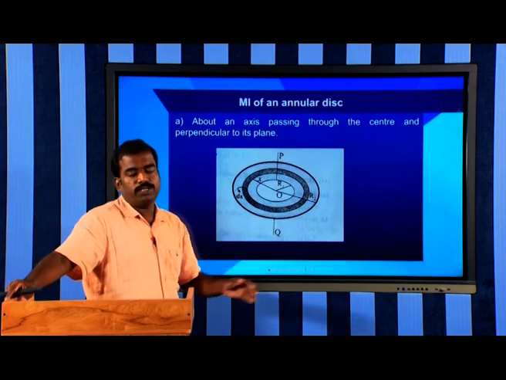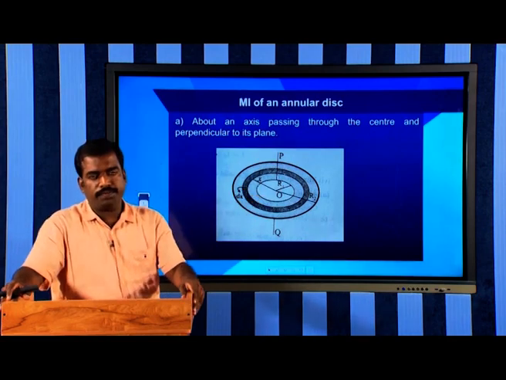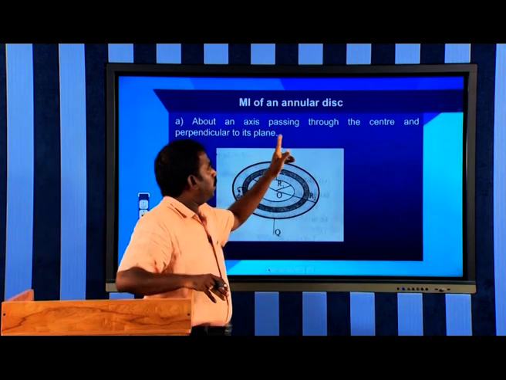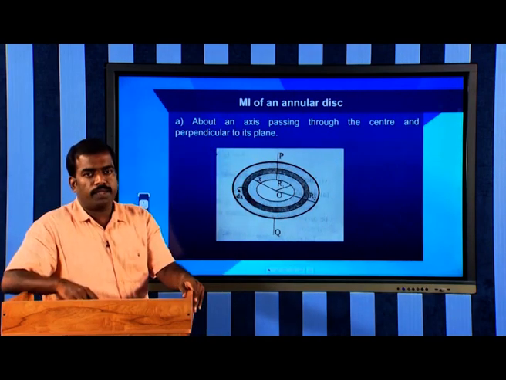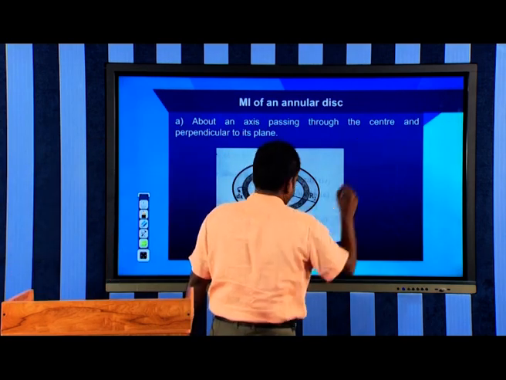You know what an annular disk is? It is similar to a circular disk, but a small portion has been removed from the center. This is the shape of an annular disk. Here also the treatment is the same, the steps are the same as what we did for the moment of inertia of a circular disk. First, we need to find the moment of inertia of an annular disc about an axis passing through the center and perpendicular to its plane. Here also we are considering an annular disc of mass capital M.